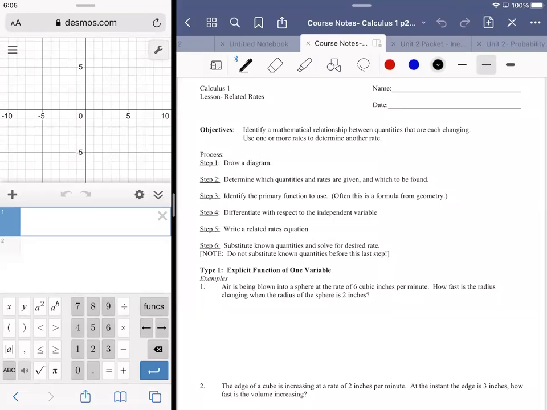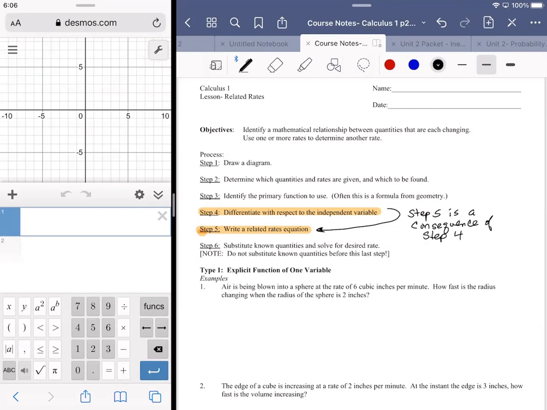So it's the process of differentiating that leads us to the related rates equation. So if you differentiate correctly, then this next part will naturally occur. All right, this will be a natural consequence. All right. So step 5 is a consequence of step 4.